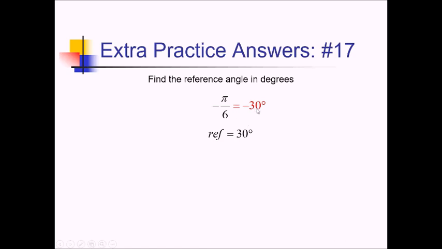Alternatively, you could have added 360 to this. That would have given you 330. And then 360 minus 330 also gives you 30.